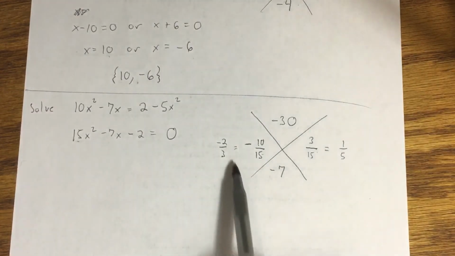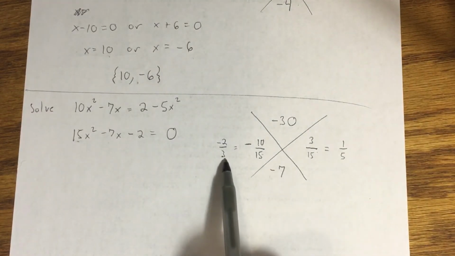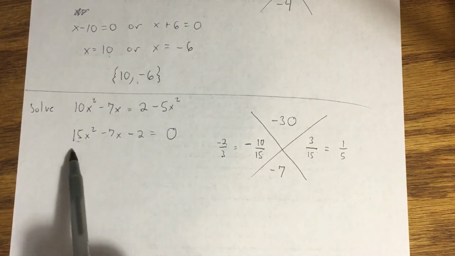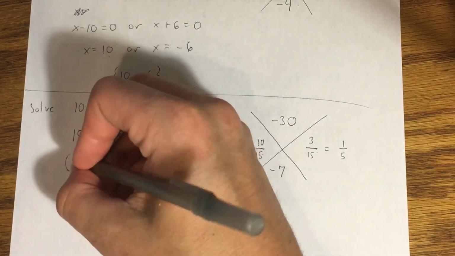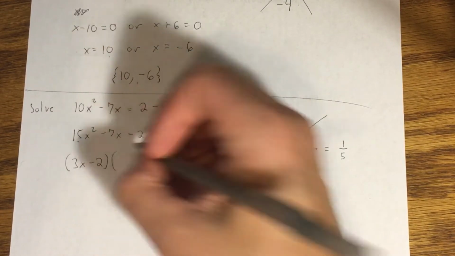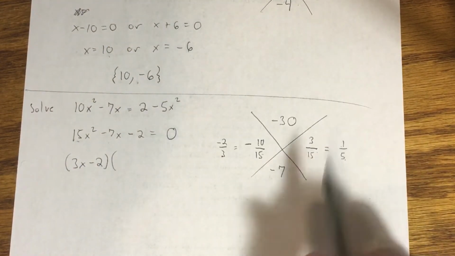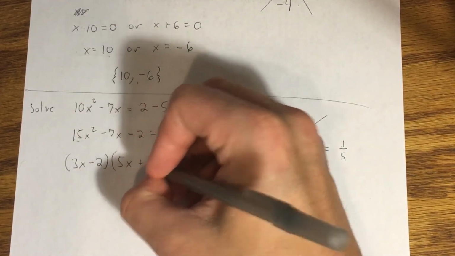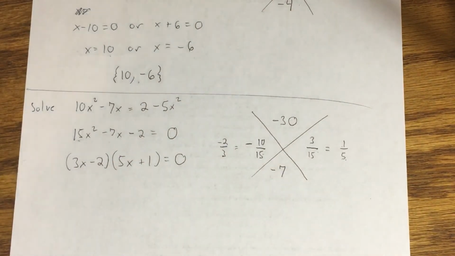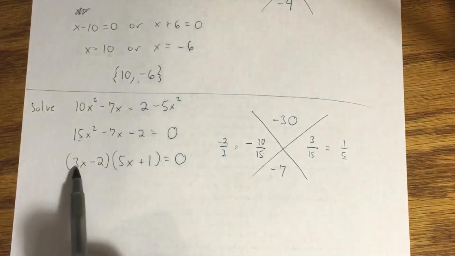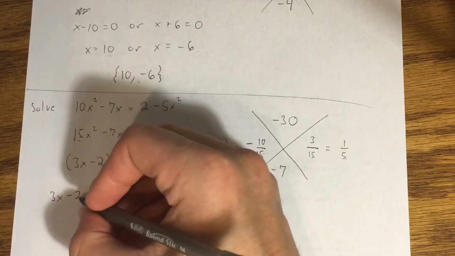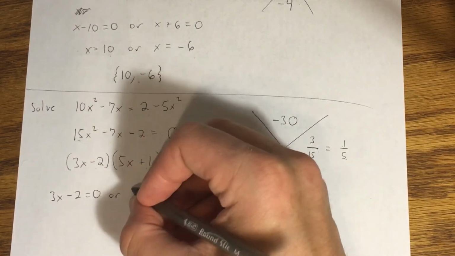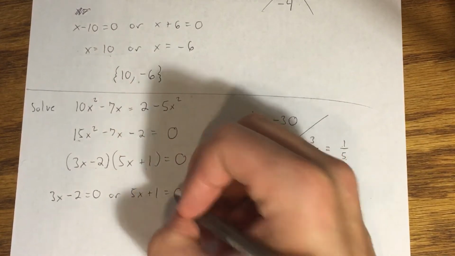Now, if you remember, the goal here is to read these from the bottom up to show me how to factor this. I think of this denominator as having an x in it: 3x minus 2 times 5x plus 1, because that's positive, and we set that equal to 0. Once again, because we have a product of two things equal to 0, I can separate those out and say 3x minus 2 equals 0, or 5x plus 1 equals 0.